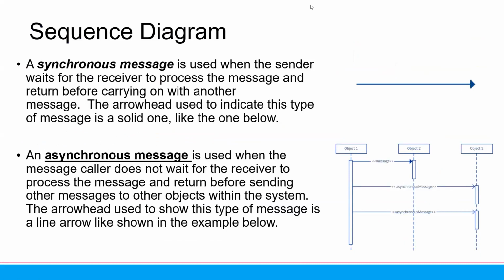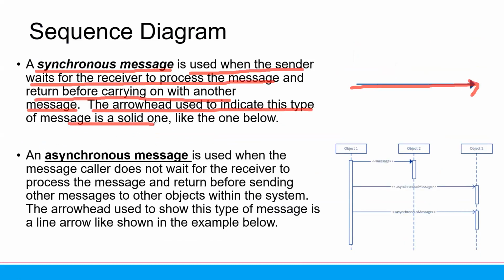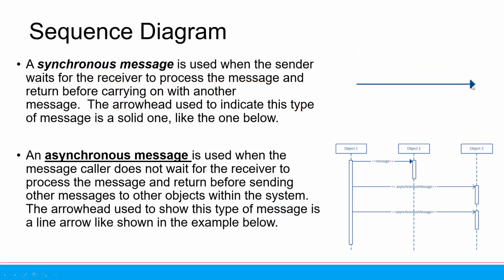For the synchronous message, it is used when the sender waits for the receiver to process the message and return before carrying on with another message. So usually we have this line to indicate a synchronous message. The arrow used to indicate this type of message is a solid one. So this one, it depends on the type of message. This is a solid one, so it is the synchronous message.